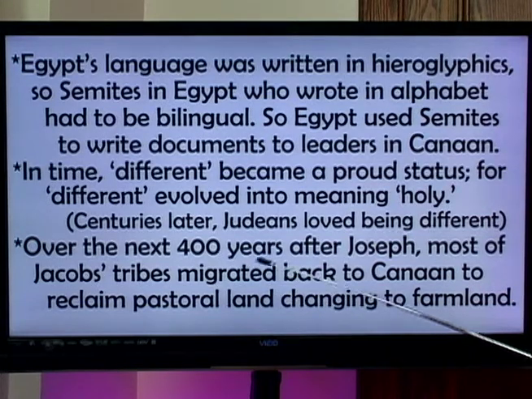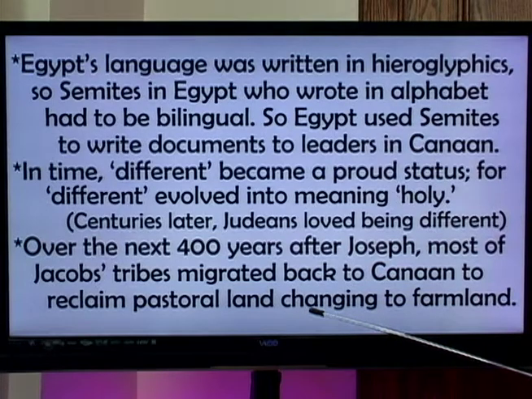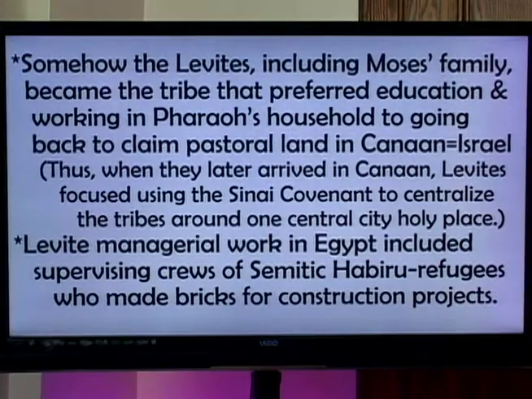Over the next 400 years after Joseph, most of Jacob's tribes migrated back to Canaan to reclaim pastoral land, now changing to farmland. We go on to our next screen and we continue reading. Somehow the Levites, including Moses' own family, became the tribe that preferred education and working in Pharaoh's household, his bureaucracy, to going back to claim pastoral land in Canaan, Israel.